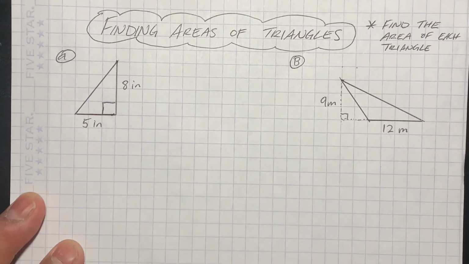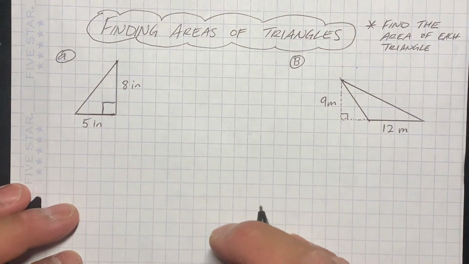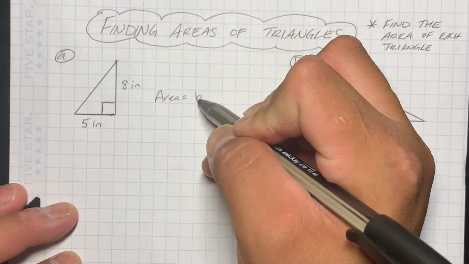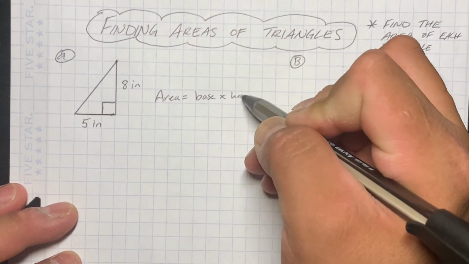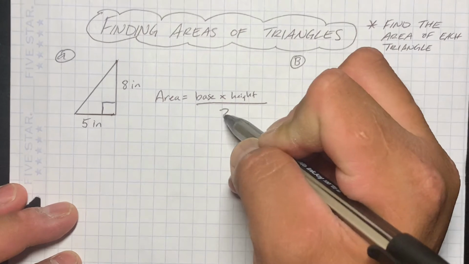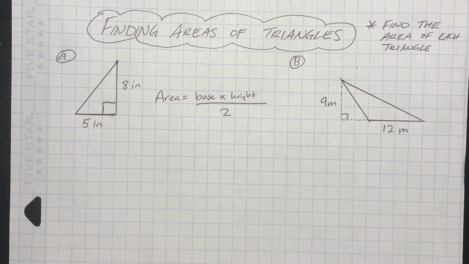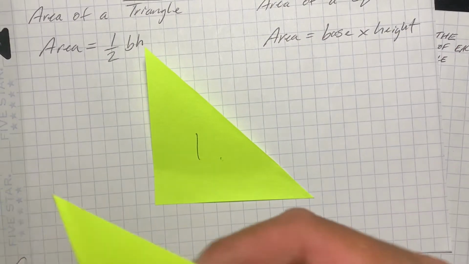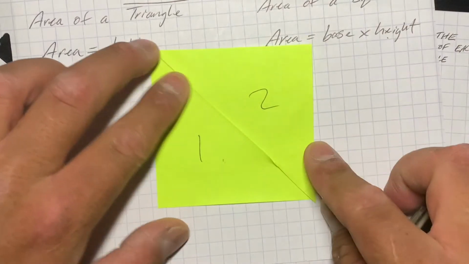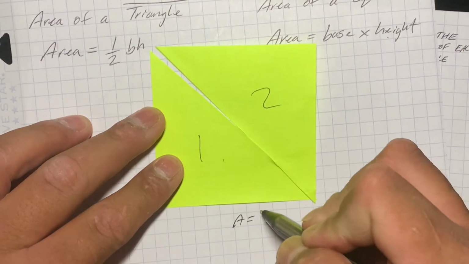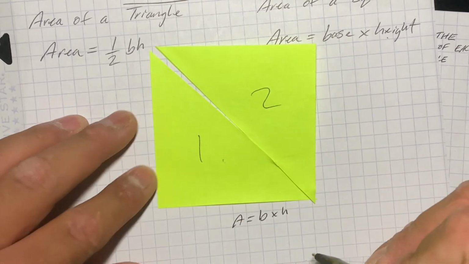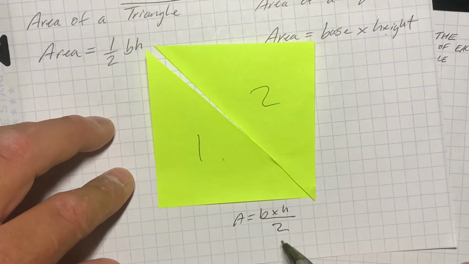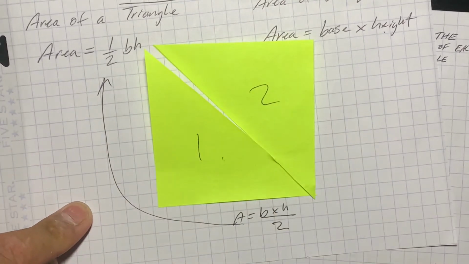Again, let's write the formula. The first thing we do is write the formula of a triangle. So again, that's going to be the area equals base times the height, and we divide it in half by 2. The formula for a square is going to be area equals base times height. But again, we divide it into 2 parts. So we divide it in half to get the area formula of a triangle. Okay?